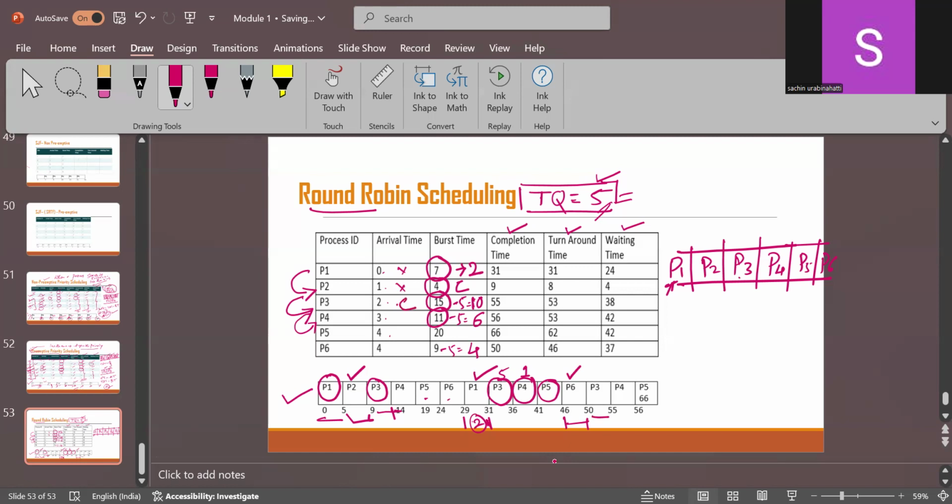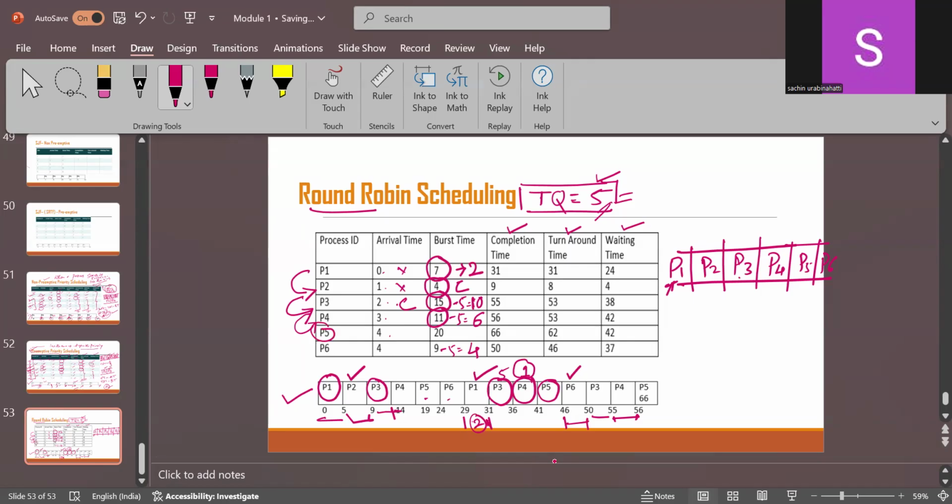Now this has also been completed. P4 is remaining how much? 1 unit of time. You can see here. So it will be running from 55 to 56. It will not utilize all 5 units. It will utilize only 1 unit because only 1 unit is remaining. After P4, we will go to P5. Okay, so P5 entire thing it will be running, that is 56 to 66, because 10 more units are remaining as there is no process which is waiting yet. So all the required 10 units of time is completely utilized by P5.